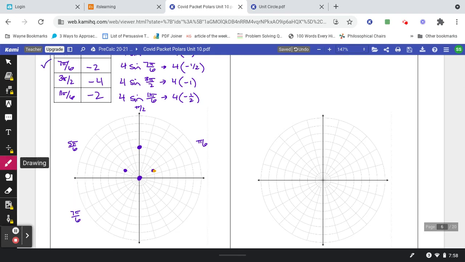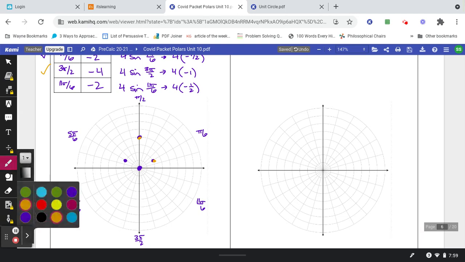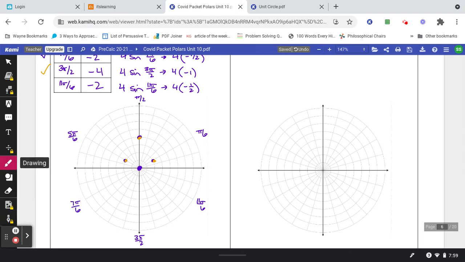3 pi over 2 is down at the bottom. I'm going to go negative 4. Again, you can see 1, 2, 3, 4. As I walk away from it, it's going to land again on the same dot I've already made. And 11 pi over 6 is over here. I'll walk negative 2, which away from it puts me right there. So you end up with the 4 dots happening over again. What this creates is a circle. It's just different from our other circle because it's not centered at 0, 0. It's touching 0, 0, but it's not centered there.